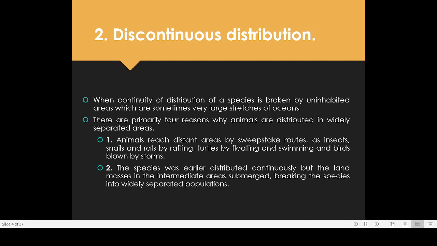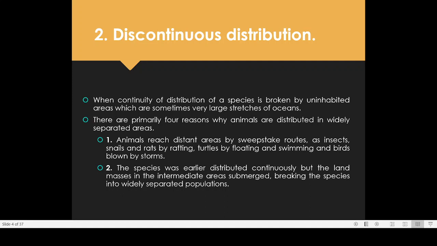So the animals reach a distant area either by chance, as insects, snails, rats by rafting, turtles by floating and swimming, and birds blown by storms. Sometimes when hurricanes or tornadoes are there, these heavy winds can take small birds to different parts of the world. They can drop them in faraway areas, maybe 500 or 1,000 kilometers away from the natural habitat. So such kind of events are taking place.